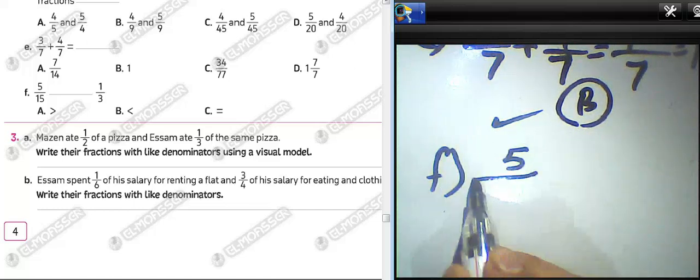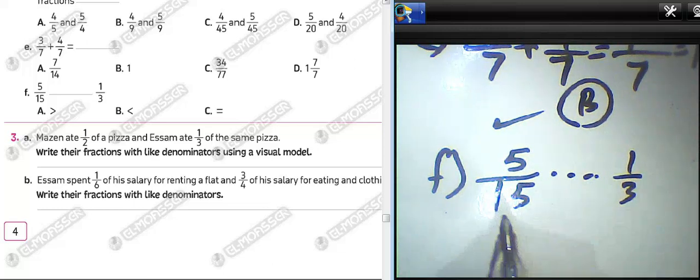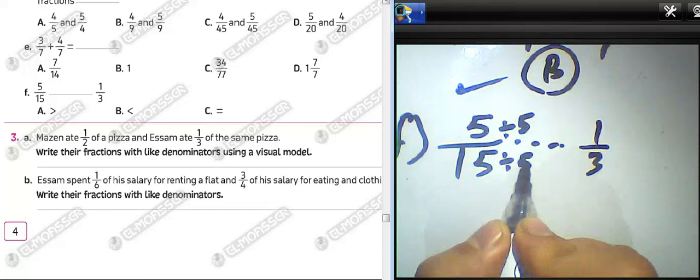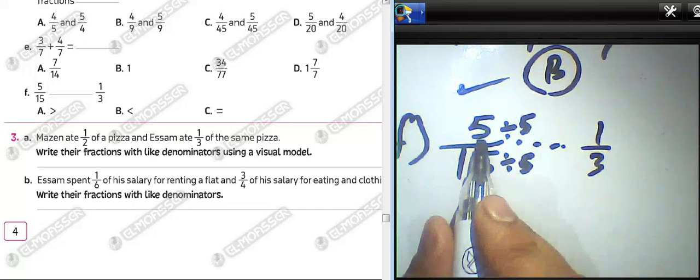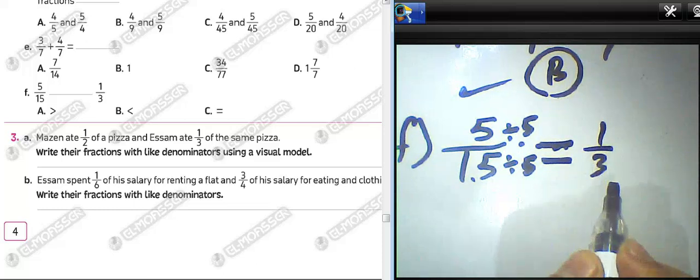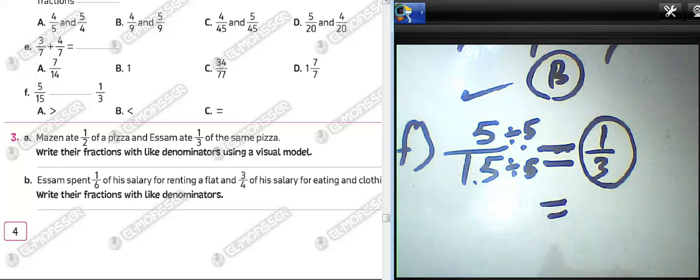He asked 5 over 15 or 1 over 3. We can cancel by dividing by 5. We can simplify it. 5 divided by 5 equals 1 and 15 divided by 5 equals 3. Then the result will be 1 over 3. Okay, we must write equal. Okay, that's letter F.